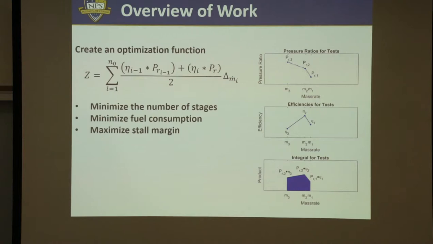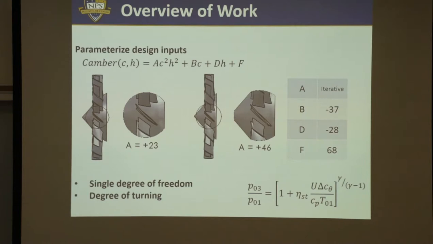The second design point, once we have a way of quantifying the value of a compressor, we had to parameterize the design inputs so that the optimizer had a degree of freedom on which to iterate. So the equation that we used is listed there. Camber angle is the angle of the chord with respect to the central axis. And the original values that are sent to the optimizer are listed on the table on the right. So you can see we chose A to be the singular degree of freedom for the optimizer. The physical effect of changing A is given in that middle figure.